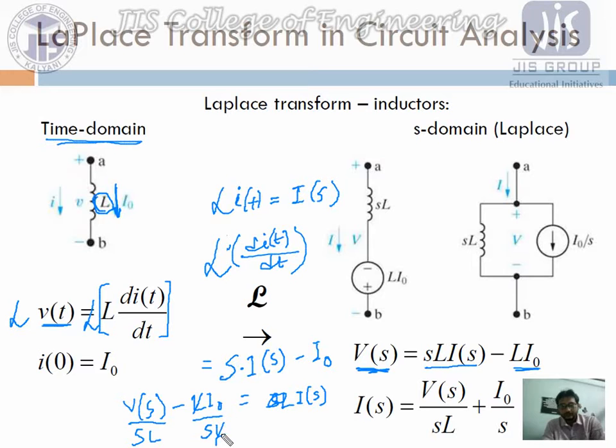Obviously, since L I0 was in minus on this side, here it will be plus. So ultimately we are getting I of s equals V of s divided by L into s plus I0 divided by s. That is what we are getting. Now the thing is, how will the circuit be?